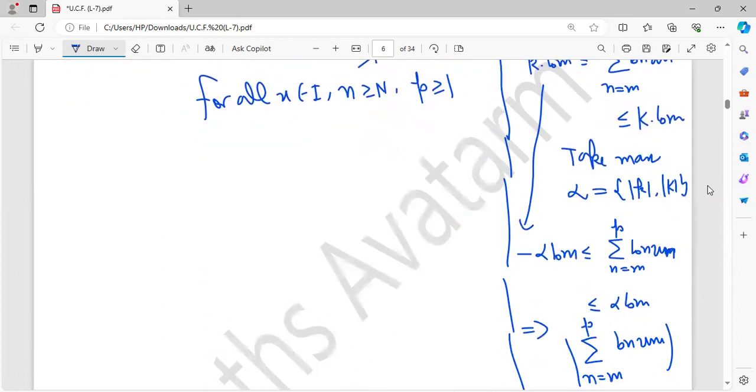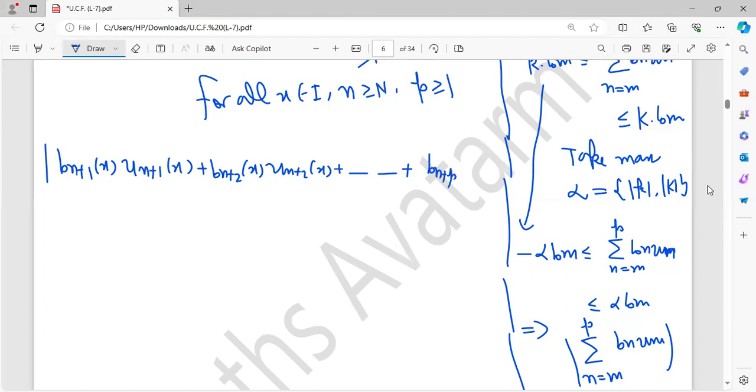So what we got? We got b_{n+1}(x) u_{n+1}(x), b_{n+2}(x) u_{n+2}(x), up to b_{n+p}(x) u_{n+p}(x). So this is less than epsilon for all n greater than or equal to capital N, p greater than or equal to 1, and x belongs to I.